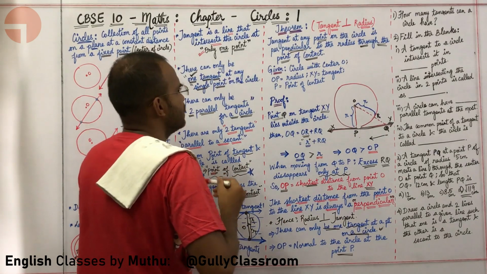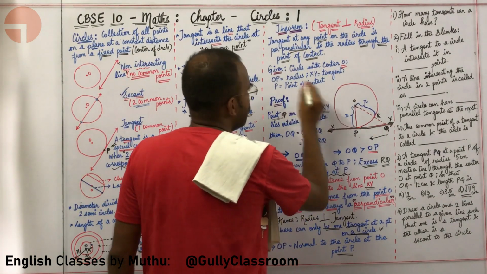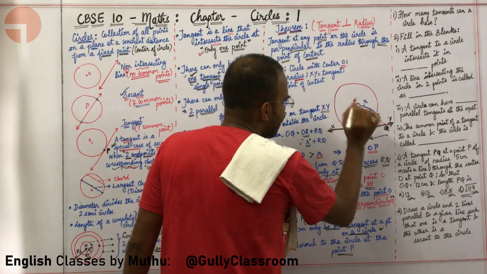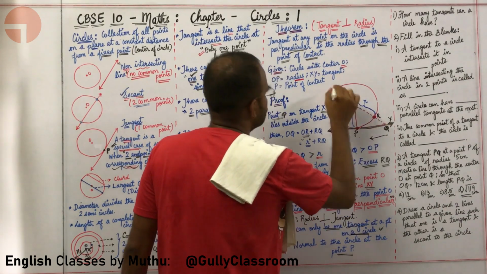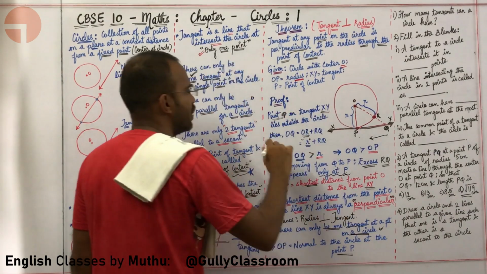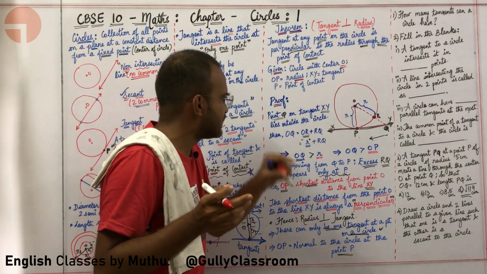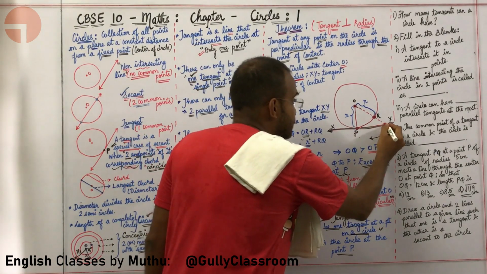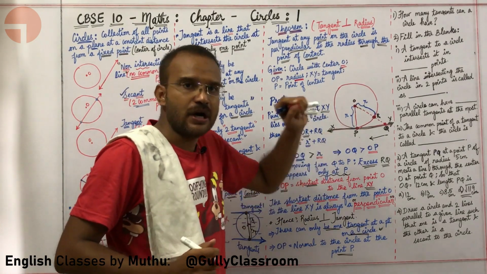First, what is given? A circle with center O is given. OP is the radius. OR is also the radius. XY is a tangent. P is the point of contact. How are we going to start our proof, sir? The proof will start with the point Q. The point Q is in fact lying outside the circle.